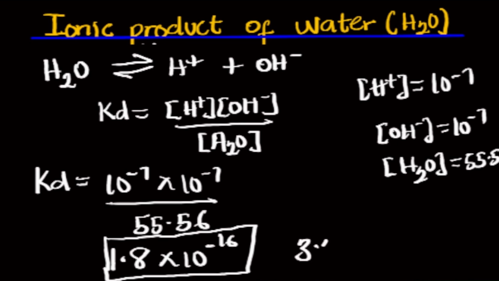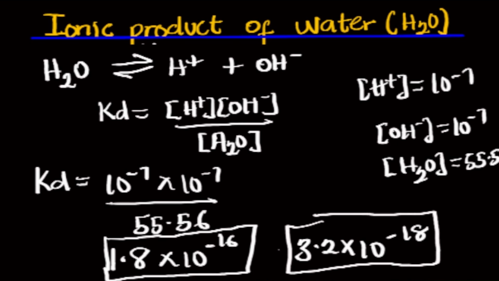But 3.2 multiplied by 10 raised to the power minus 18 is the ionic constant of water. So there are two differences between these. This is the ionic constant of water, while this is the dissociation constant of water. The dissociation constant is used to demonstrate the scenario whereby water dissociates into a hydrogen ion and a hydroxide ion. But the ionic constant is used to demonstrate a situation whereby water is reacting with itself. Whenever water is reacting with itself, we have the ionic constant, which is referred to as the auto-ionization reaction, simply called the self-reaction of water.